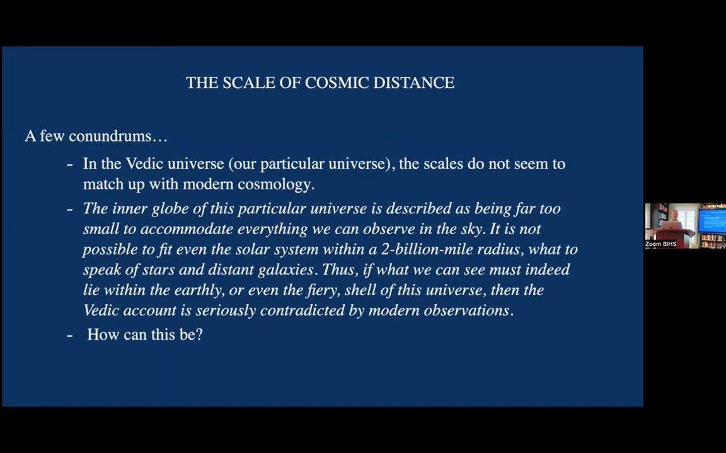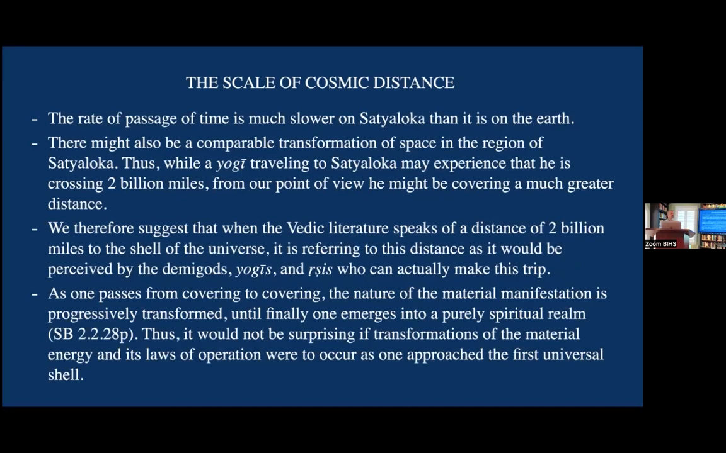Now, how can this be? Well, here are some insights that he has. The rate of passage of time is much slower, for example, on Satyaloka than it is on the Earth. There might also be a comparable transformation of space in the region of Satyaloka. Thus, while a yogi traveling to Satyaloka may experience that he is crossing 2 billion miles, from our point of view, that could be a much larger distance, going back to this relative perspective view.